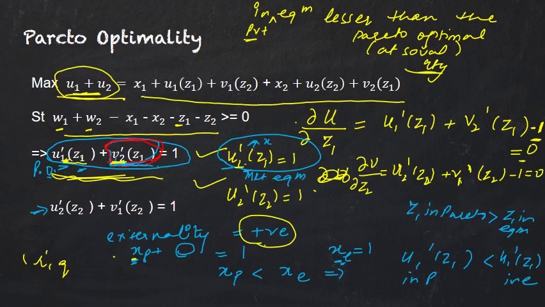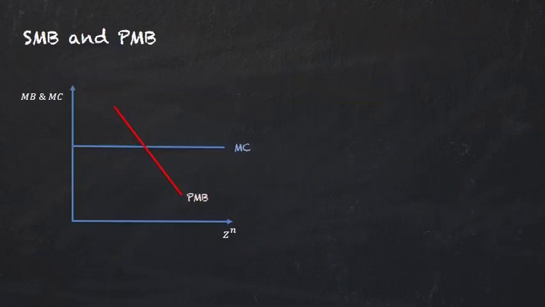We have a normal MC, we have a private marginal benefit. So if my externality is positive, then my social marginal benefit is outside, which means my private marginal benefit is giving me this kind of a quantity, but my social quantity is much higher, which is something that we proved in the previous example. But if my externality is negative, then the social quantity is lesser than what it should be. So we have proven two points.